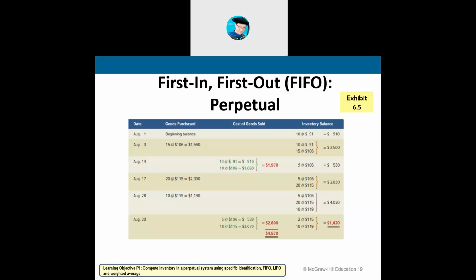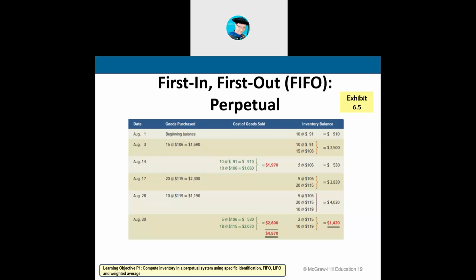First out, I'm selling my beginning balance, and I'm starting to sell my first purchase from the 3rd on the 14th. So I sold 10 mountain bikes that were my beginning balance, $91. Remember, first in, first out. I sold an additional 10 units at $106 apiece, the cost that I purchased August 3rd, $1,060. My total cost of goods sold for August 14th was $1,970.